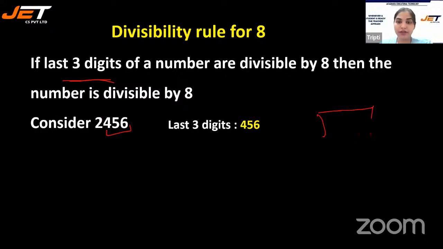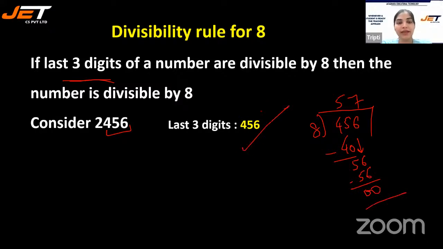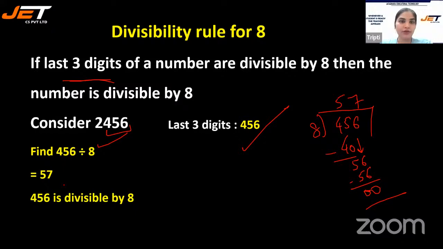Let's check 456 by 8. 8 times 5 is 40, 5 here, bringing down 6. 8 times 7 is 56. Remainder 0. That means this is exactly divisible by 8, which means the number is also exactly divisible by 8. So you just have to check the last three digits of the number, and there you go.